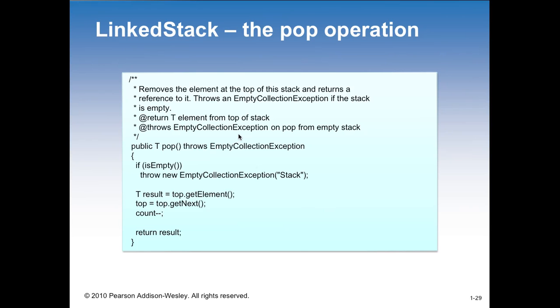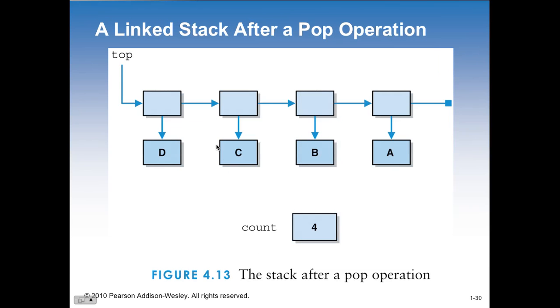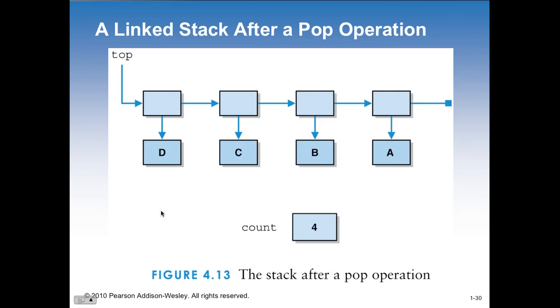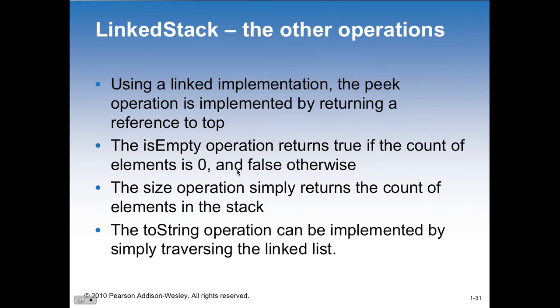The pop operation to pull something off. We pulled off the E. And I believe in this particular example, we got the count minus minus down here. So it's just a common variable that we're keeping among all the nodes to keep track of who's on there and who's not. So we take the D off, and we have the rest of the stack here. Now it's down to 4.